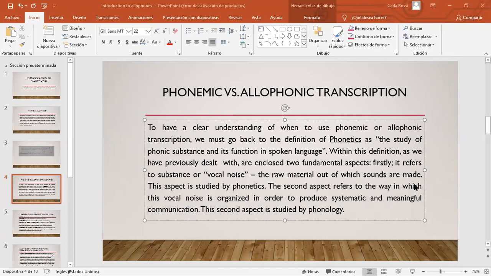Within this definition, we have these two aspects. Phonetics with capital letters is about everything that concerns sounds: the articulation, the material production, and the isolated production of sounds. And then how those sounds are arranged and put together to form words, which is studied in phonology. Can you now understand? Yes. You promise?